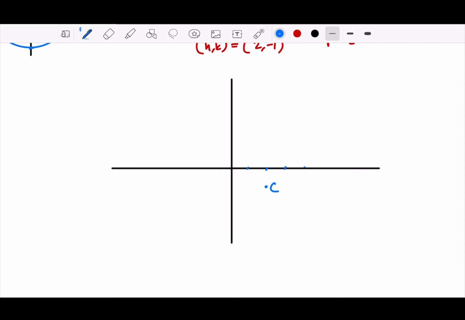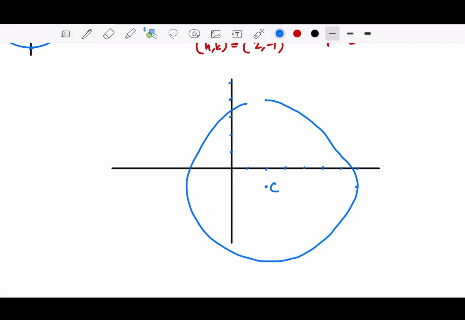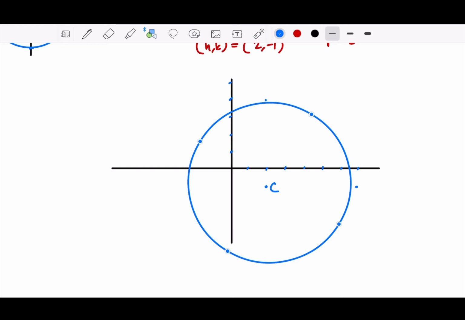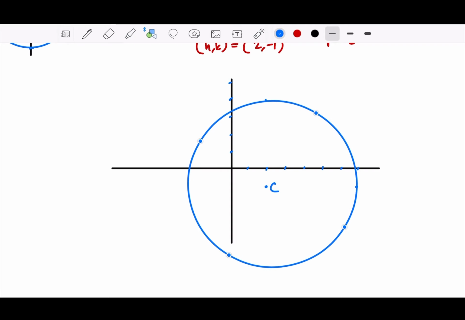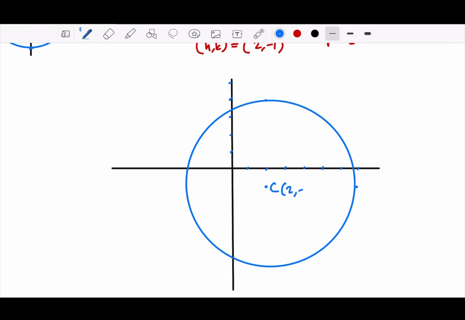Sorry, 1. This will be the circle. So 1, 2, 3, 4, 5. Probably around here. Not really good, but let me make it a little bit bigger. Okay, I think it's quite at the middle. So that's our circle centered at (2, -1).